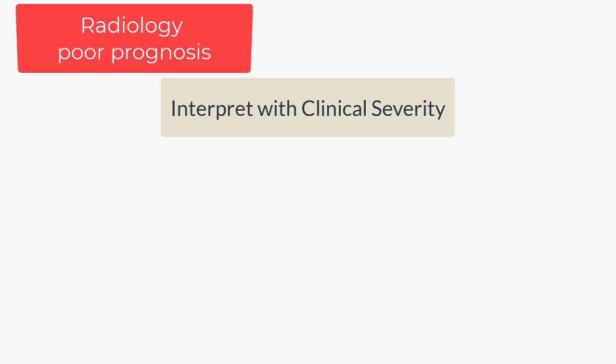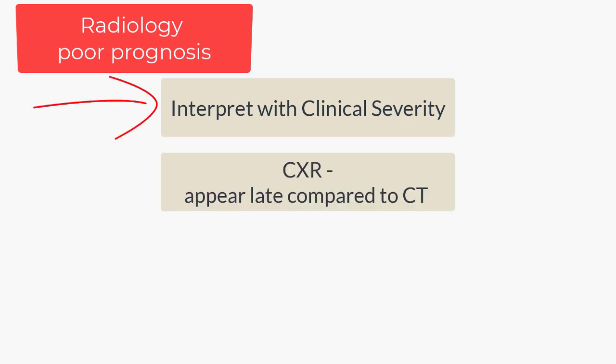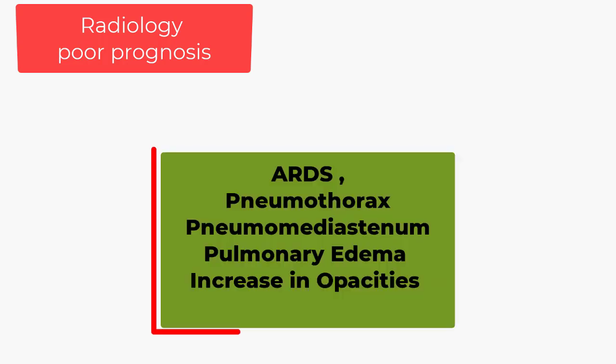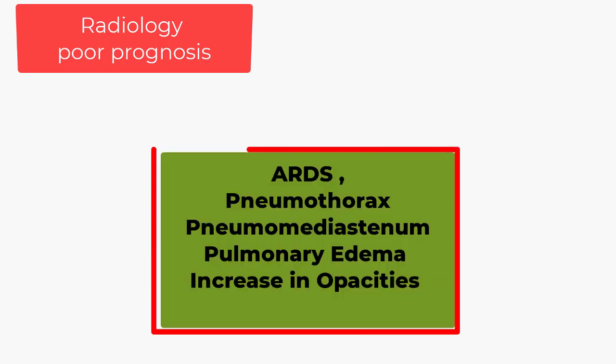Radiological findings associated with severity. First of all, they should be interpreted with the clinical picture and done as per the guidelines discussed in the earlier video. In chest radiograph, findings appear late compared to CT chest, around 7 days on average. In those admitted with hypoxia, a baseline chest radiograph should be present for comparison. With clinical worsening, the appearance of ARDS, pneumothorax, pneumomediastinum, pulmonary edema or new infiltrates on X-ray indicates increase in severity.